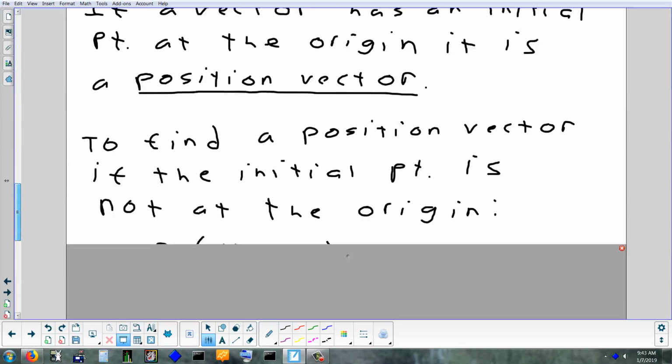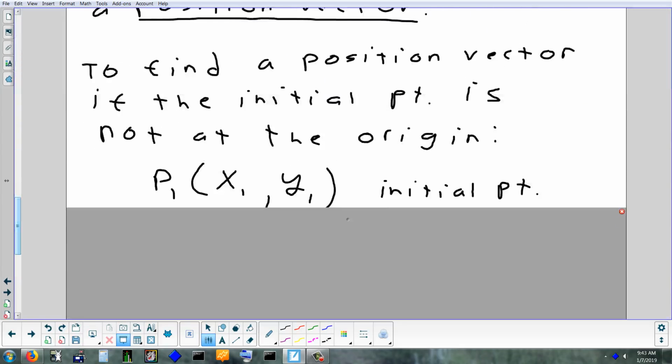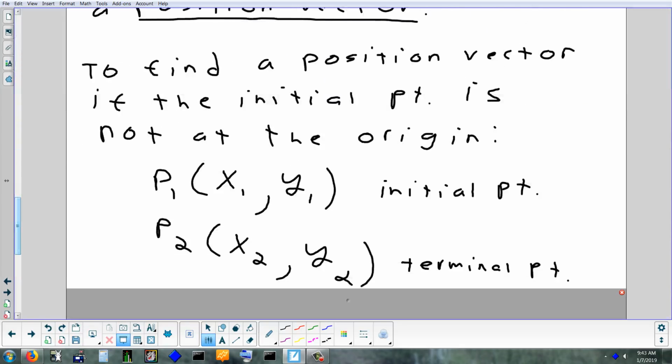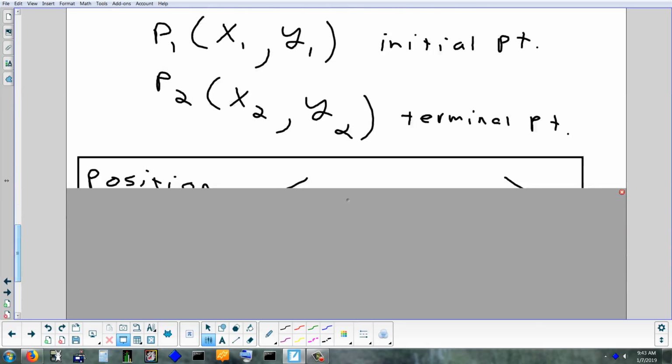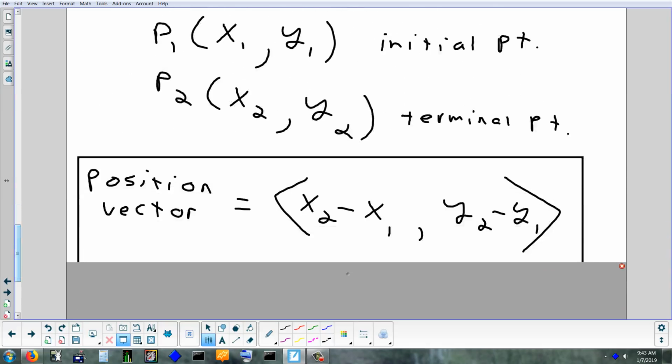So to find a position vector if the initial point is not at the origin, this is how you do it. I'm letting P1 be the initial point and P2 be the terminal point. They could be called anything, X and Y, whatever the points are called. You have an initial and you have a terminal. Your initial point has an X and Y coordinate, so does your terminal. To find the position vector, we just did it. Subtract your X's, make sure you do terminal minus initial, and then subtract your Y's.